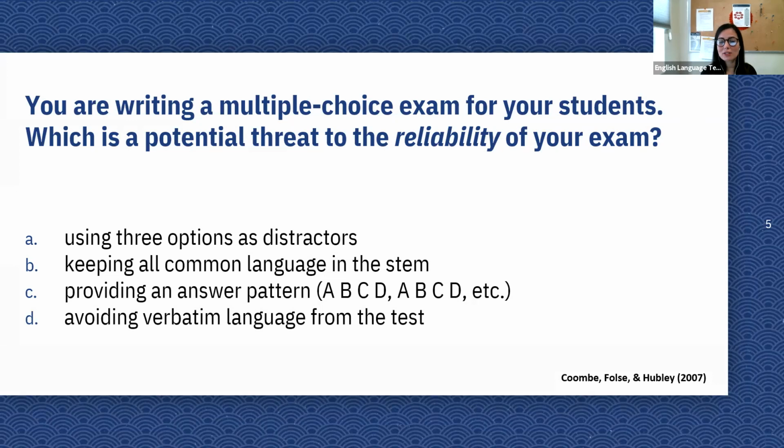Which is a potential threat to the reliability of your exam? Using 3 options as distractors, keeping all common language in the stem, providing an answer pattern, like for example, A, B, C, D. So your correct answer is A, your correct answer is B, your correct answer is C and D, and then A, B, C, D again. Some teachers like to do that because it's easy to score if you're manually scoring a test, right? And avoid copying language that is exactly on the text or on the test itself onto the questions. So if you had to choose one of these options, which one would be a potential threat to the reliability?